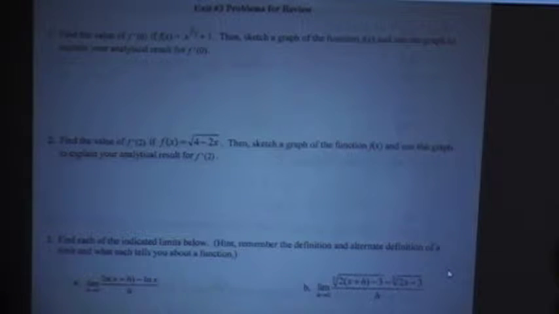Okay, this is the first part of the Unit 3 problems for review to prepare you for your quiz. So on the first one, it asks us to find the value of the derivative of the function f at 0 if f of x equals x to the 2/3 power plus 1, and then to sketch a graph of the function. So first thing we're going to do is to find the derivative.